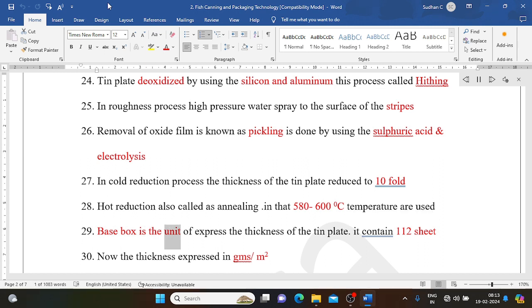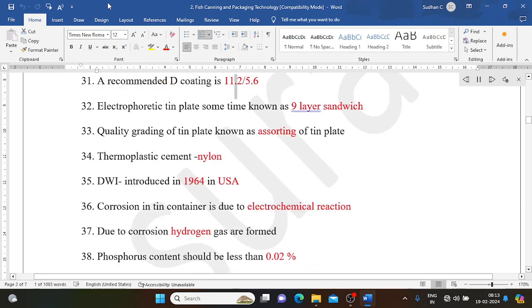Base box is the unit to express the thickness of the tin plate. It contains 112 sheets. Now the thickness is expressed in g/m2. A recommended coating designation is 11.2/5.6. Electrolytic tin plate is sometimes known as a 5-layer sandwich. Quality grading of tin plate is known as assorting of tin plate.